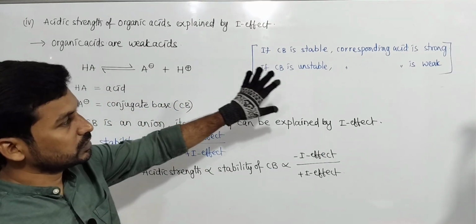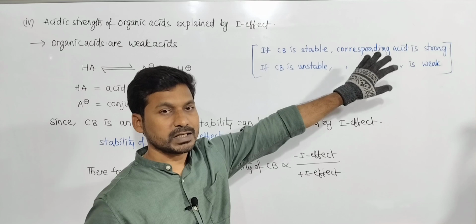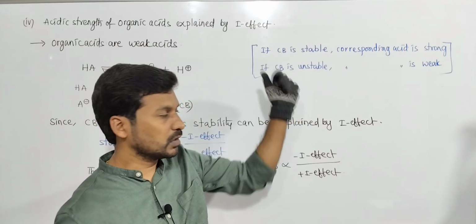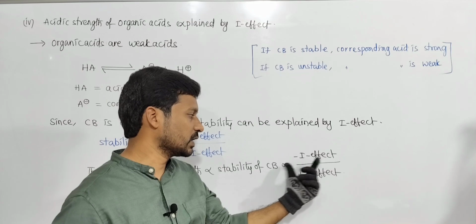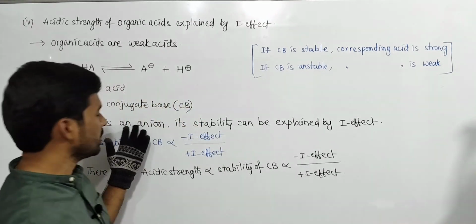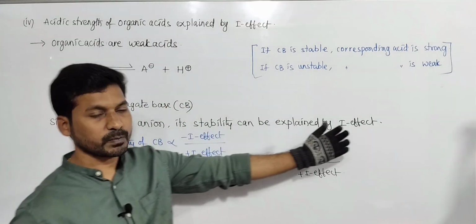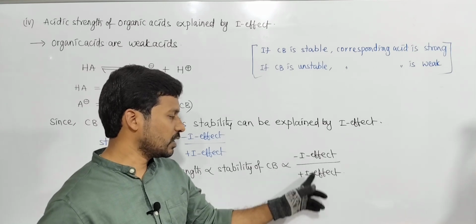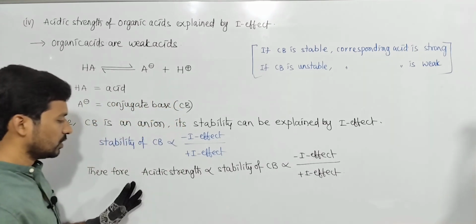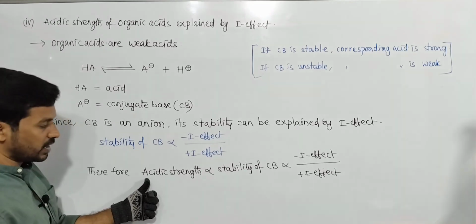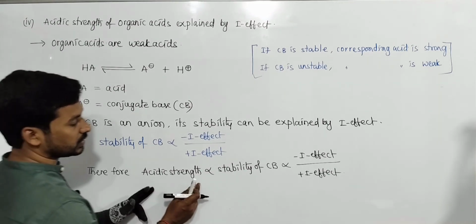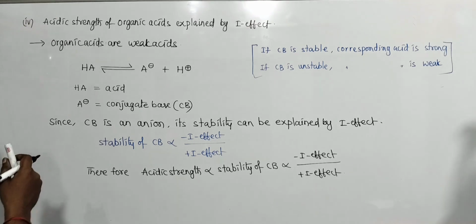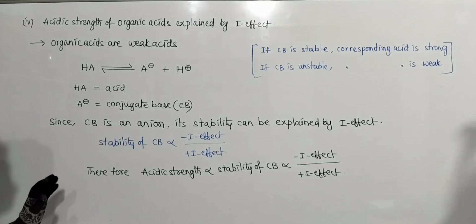In general, the acidic strength of an acid depends on the stability of its conjugate base. Since the conjugate base is an anion, its stability can be explained by the inductive effect. Stability of the conjugate base decides acidic strength. That means acidic strength is explained by the inductive effect.